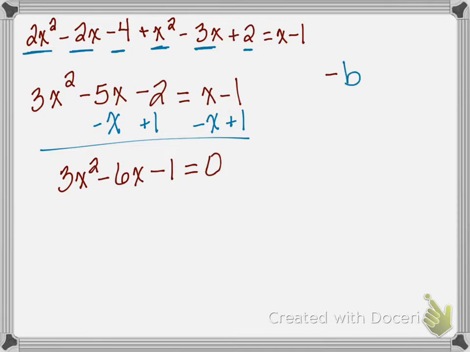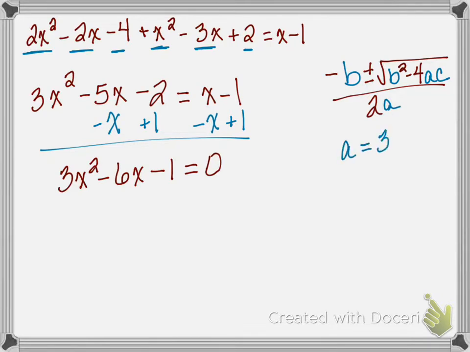So I've got negative b. You're going to have this memorized. Plus or minus the square root of b squared minus 4ac. Again, the blue you've got to plug a number in. The red is part of the equation. Over 2 times a. Okay, so my a value is going to be 3. My b value is negative 6. My c value is negative 1.